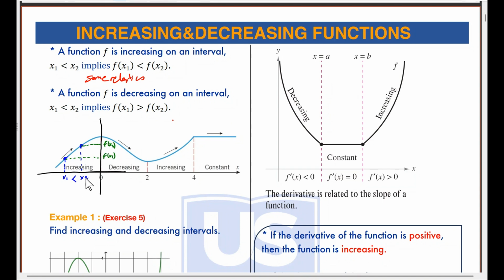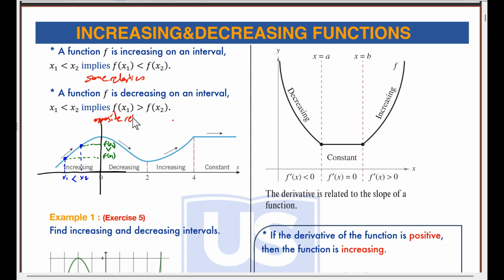So x1 is less than x2. At the same time, f of x1 is also less than f of x2. f of x1 is lower than f of x2. So we have the same relation since the function is increasing. See, x1 is less than x2, and f of x1 is also less than f of x2. We have the same relation. On the other hand, if we have a decreasing function, we totally have an opposite relation.